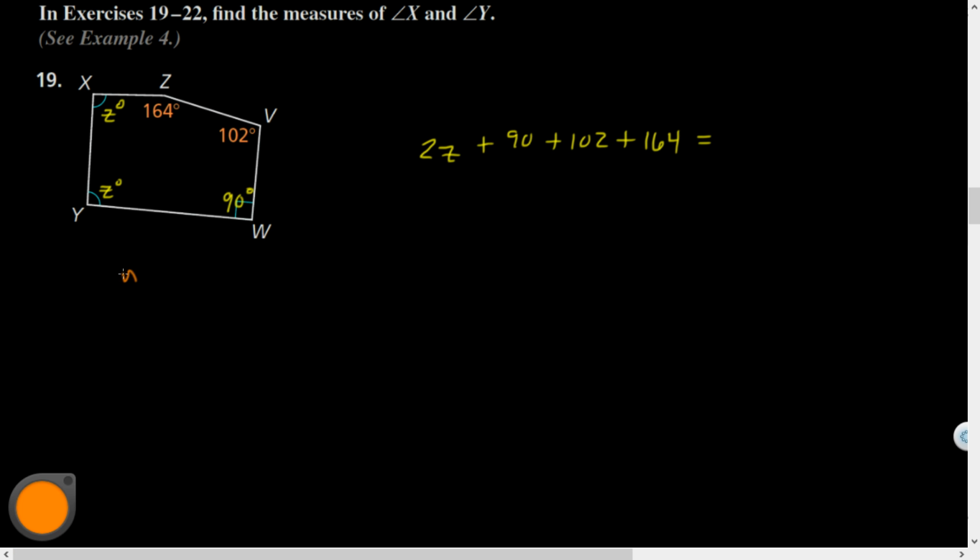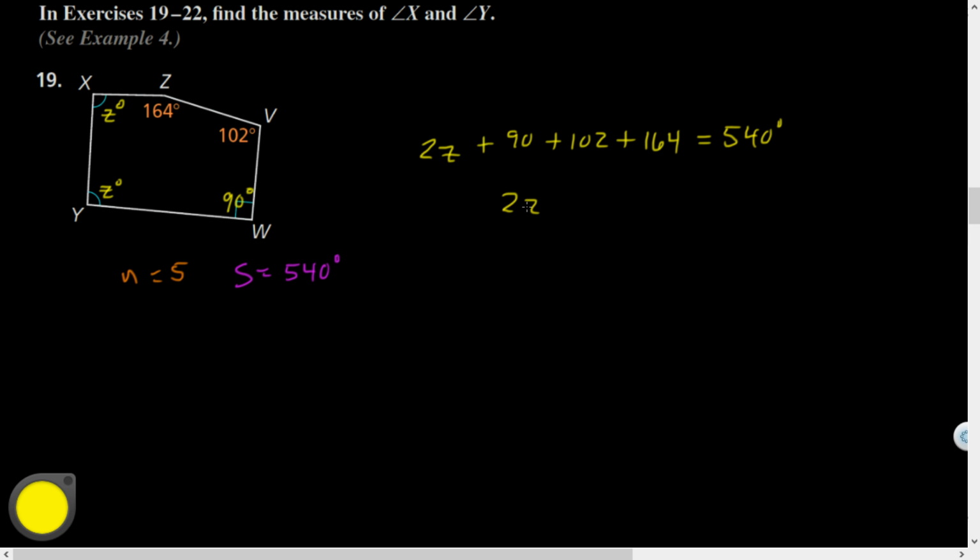At some point, you just start to remember these. For a 5-sided polygon, 5 minus 2 is 3, multiplied by 180 is 540 degrees. So I'm going to set the sum of all of these interior angles equal to 540 degrees, and now solve.